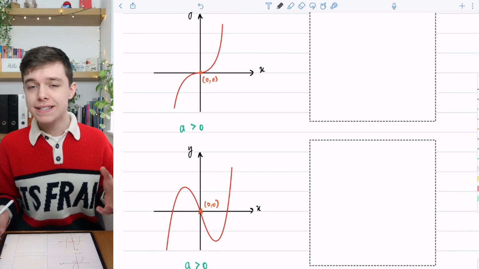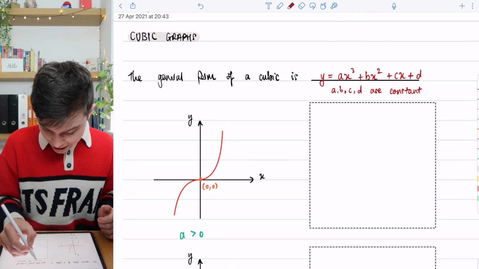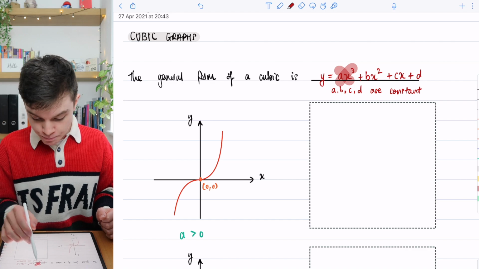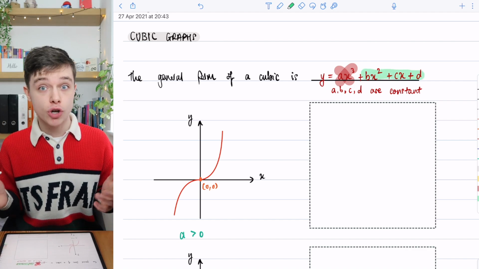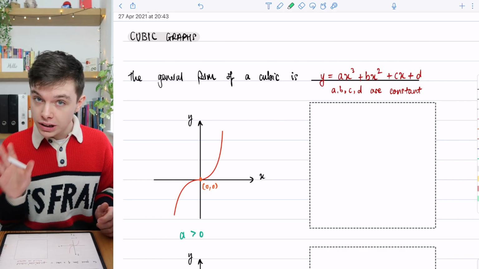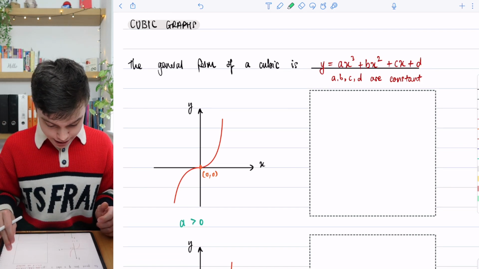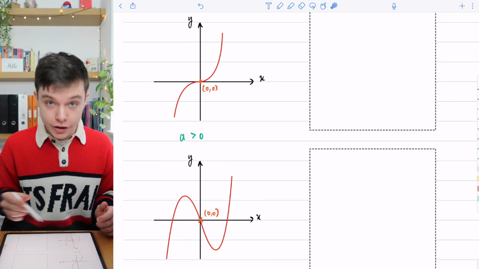And just like quadratics, a cannot be 0, because if a was 0, then that term would disappear, and we would just be left with those 3 terms, which we can see is just a quadratic. Okay, so a has to be greater than or less than 0. It cannot be 0. So we can see those are two examples of cubics.